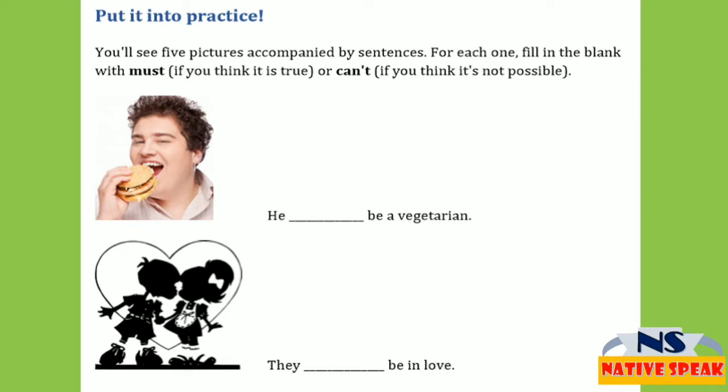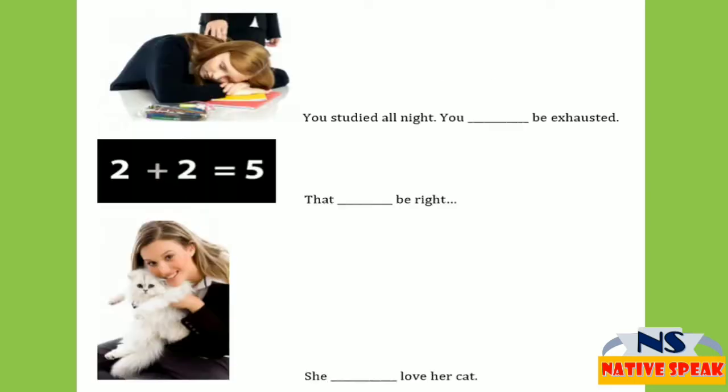The correct answer is, he can't be a vegetarian. The correct answer is, they must be in love. The correct answer is, you must be exhausted. The correct answer is, that can't be right. The correct answer is, she must love her cat.